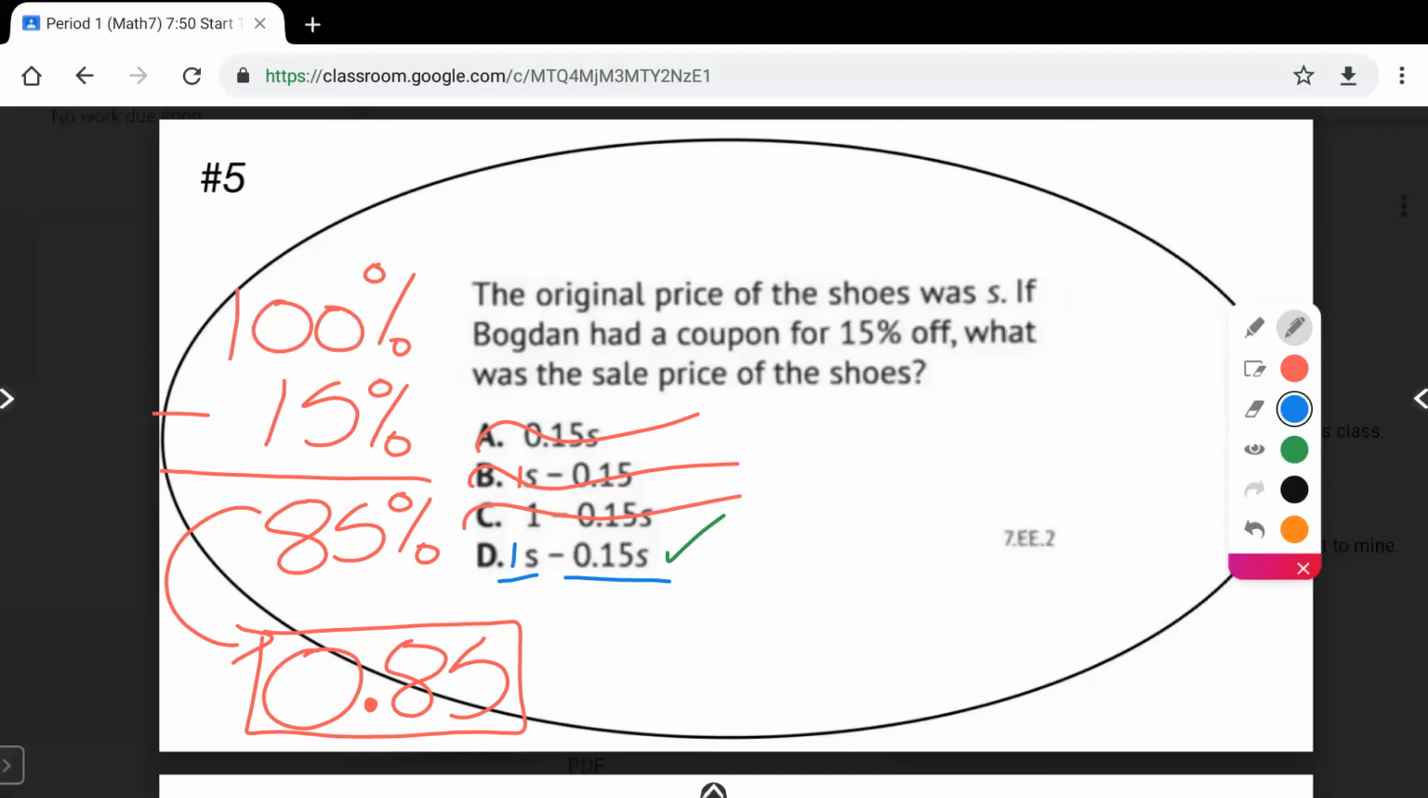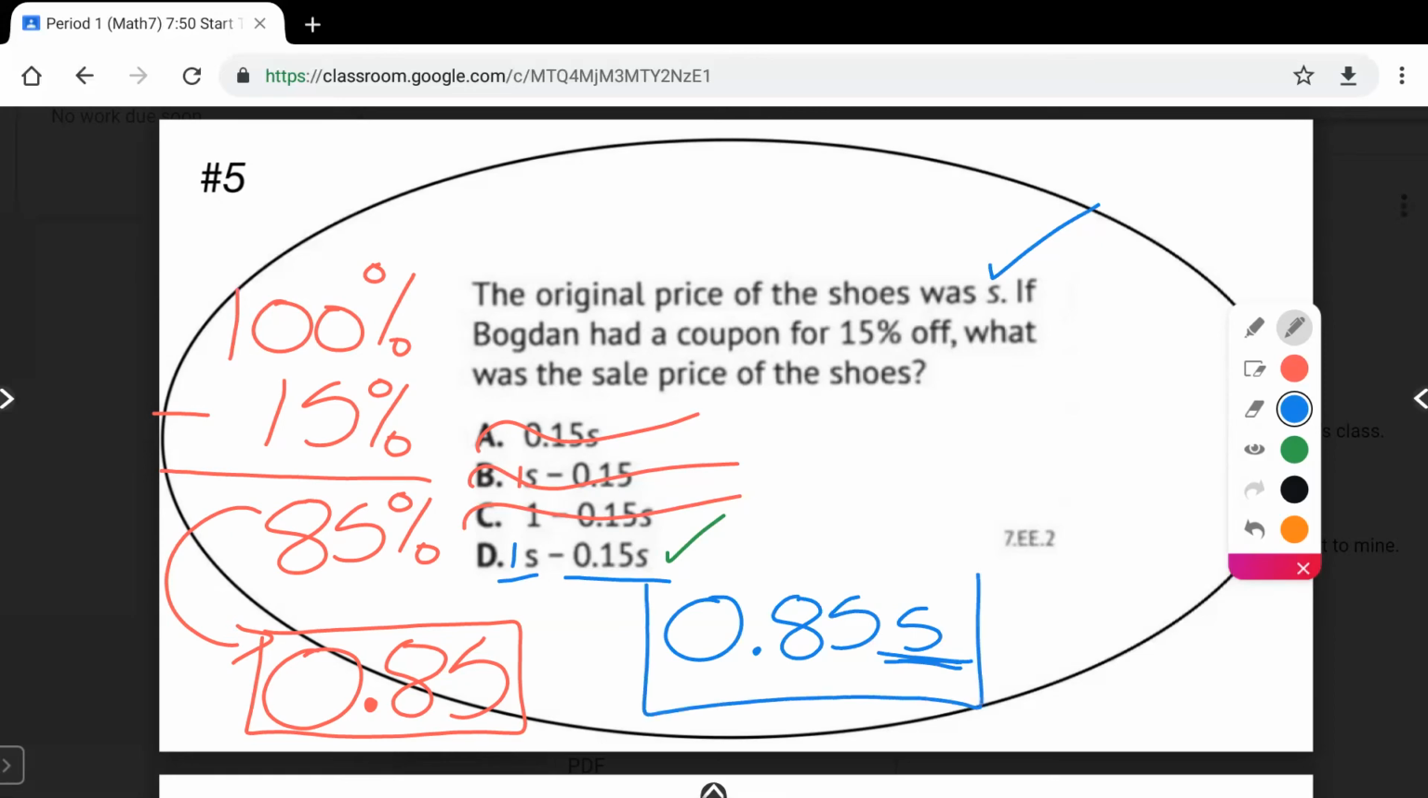So when you take 1 and you subtract 0.15 from it, what you're going to get is 0.85S, since they both have S. And what this S means at the end, S was the price of the shoes originally. Now, my answer right here represents 85% of S.